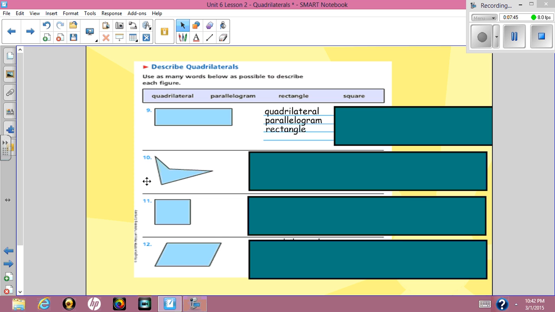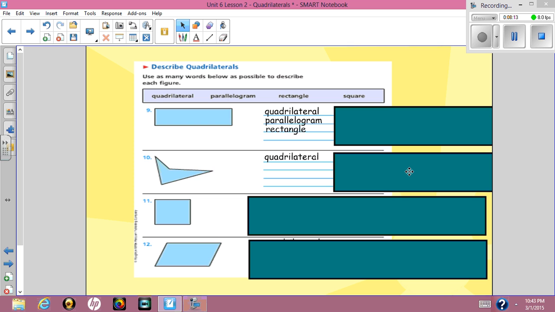Let's look at this next figure. This figure is a quadrilateral. It has 4 sides, 1, 2, 3, 4. But does it fit in the category of parallelogram with 2 pairs of parallel lines? No. Does it fit a rectangle with 4 right angles? No. Does it fit a square with 4 equal sides? No. So the only attribute that this polygon has is that it is a quadrilateral.